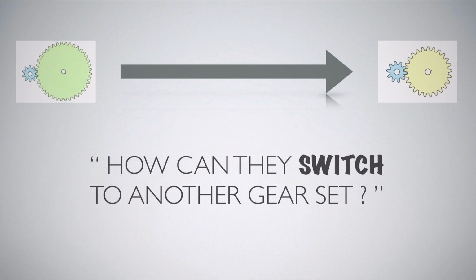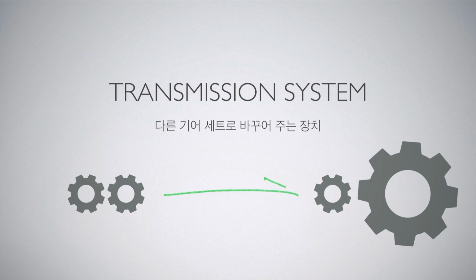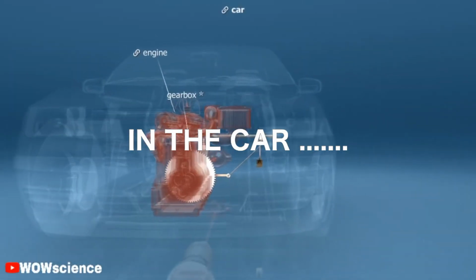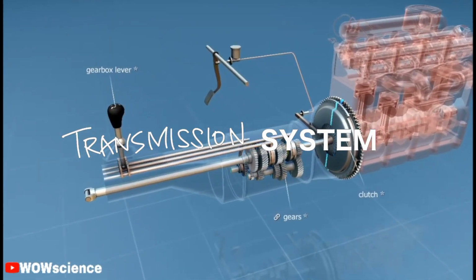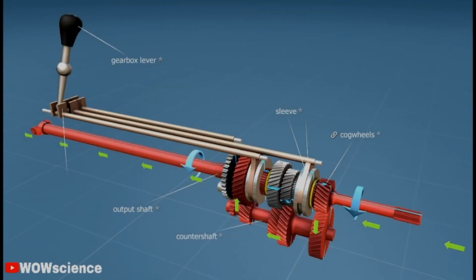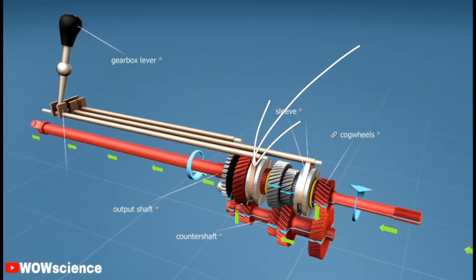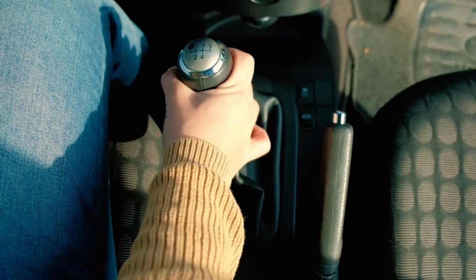The answer is transmission system. That's exactly what transmission system does. Let's go deep in the car. This is a transmission system of a car. Gearbox lever, a set of gears, and clutch. Now, car is using this gear set. But if a driver wants to run faster, he pulls the lever.